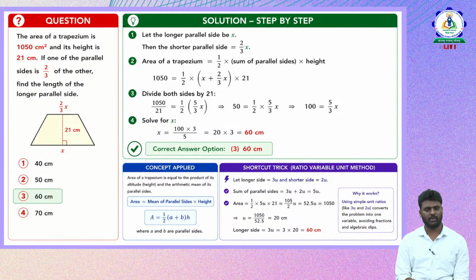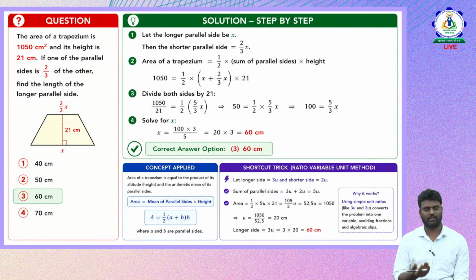Now remember the formula of the trapezium here. What is the area of the trapezium? Since the area of the trapezium is given, by seeing the question itself we can see that they have given the area of the trapezium and they have given the height.